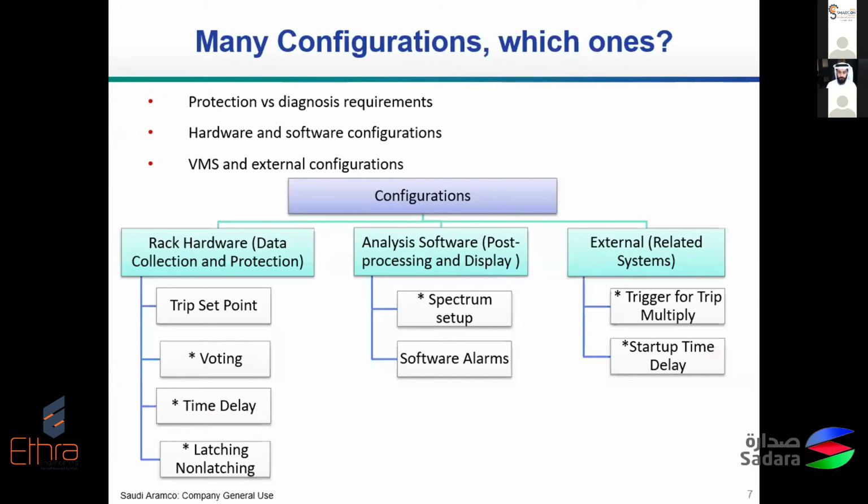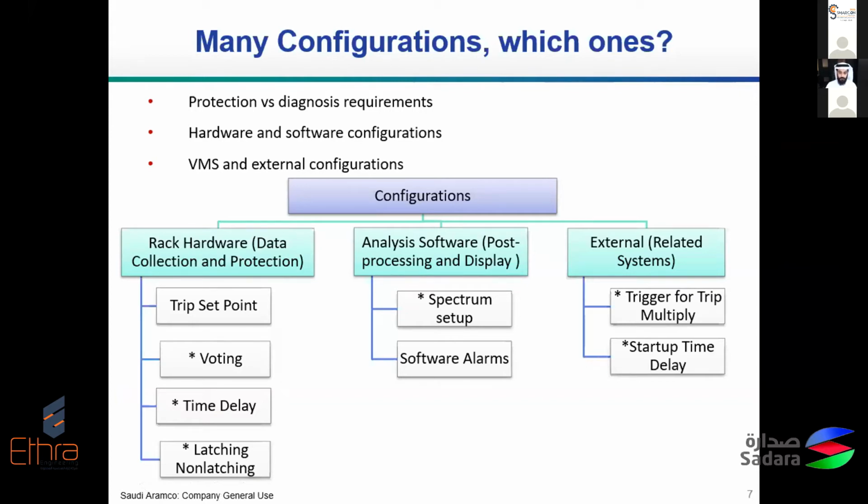So in order to simplify this, we can say the configurations are done at different places. So we have configurations that are done on the hardware, on the rack, on the vibration monitors, and these configurations are usually related to protection. So we can have there the set points for alarm and shutdown. We have things related to data collection. How fast is the data collected? How frequently is the data collected in one day, for example. So this is one group, one category of configurations.